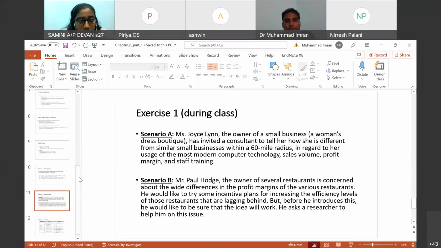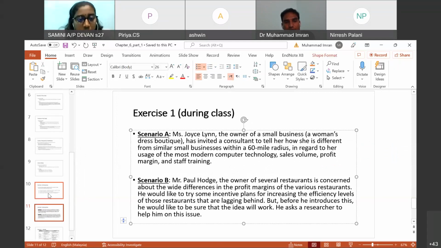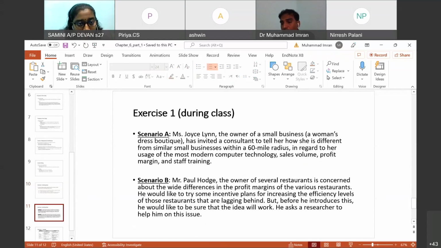And you will tell me in scenario one the purpose of study, type of investigation, extent of researcher interference and the study setting. Please write, note down and read these scenarios. You have 20 minutes. After 20 minutes, everybody must give me the answer in the group. Group number four must give me the answer before other groups. Okay, got it?